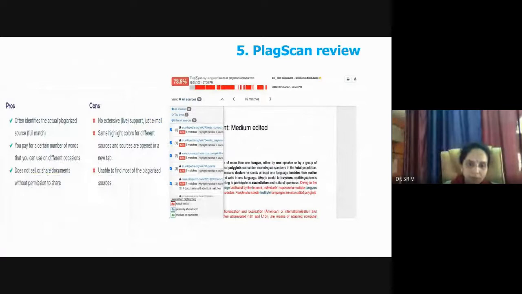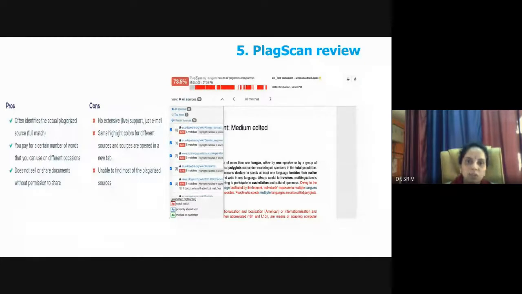Next is the PageScan review. So according to a site, they say this PageScan was incapable of finding most of the plagiarized sources, even with the edited text. It was able to provide full matches for regular internet sources, web pages, all these things, but it is not really advantageous for scholarly sources. They term it as user-friendly, but same colors for same sources. Again, it is really impossible to work directly in this particular tool.